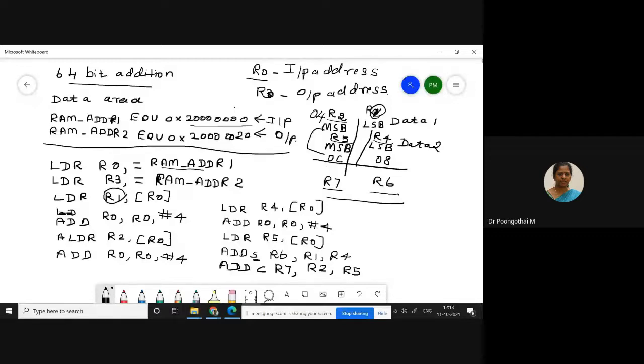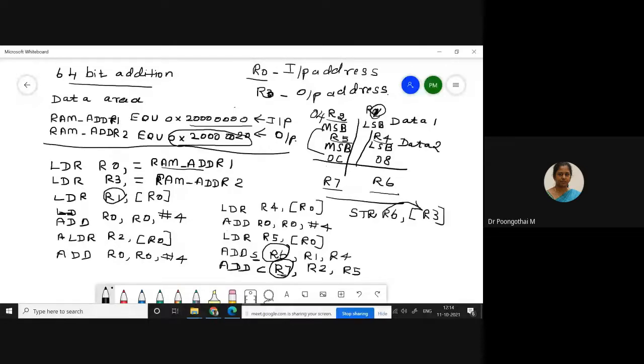So next we have to store our results. For that we need to use the STR instruction. You have to store this R6 and R7 into the corresponding memory location. For STR, for storing the LSB, STR R6, comma, in bracket R3. So your R3 is currently pointing to this address, 0x20000020. So I am storing this LSB of your 32-bit answer using R3.